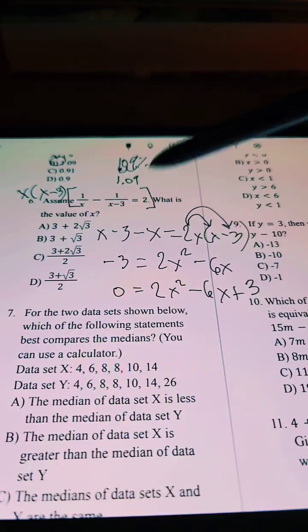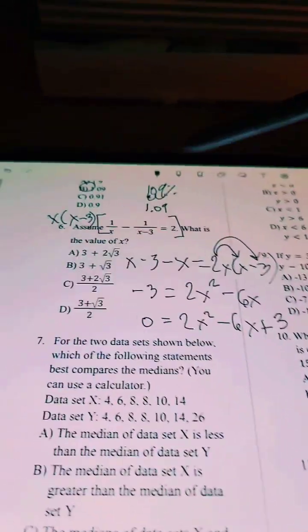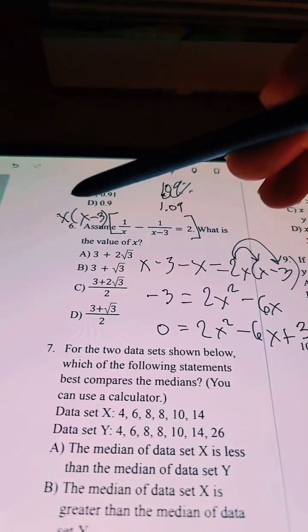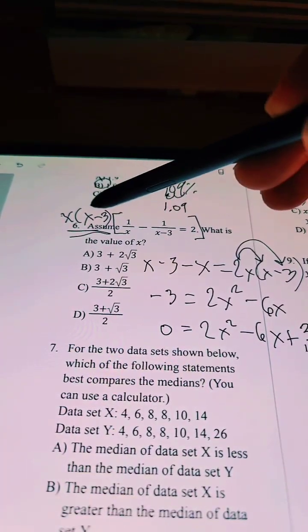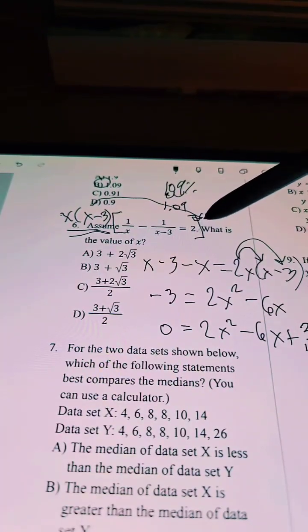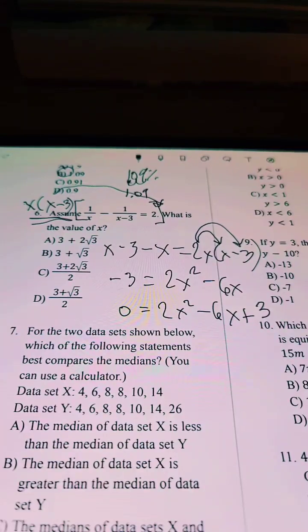Someone asked, how did you get 2x? So I did x times x minus 3. I was multiplying this times each of the terms, and one of the terms after the equal sign is a 2. So it's 2 times x minus 3. That's how I got that.